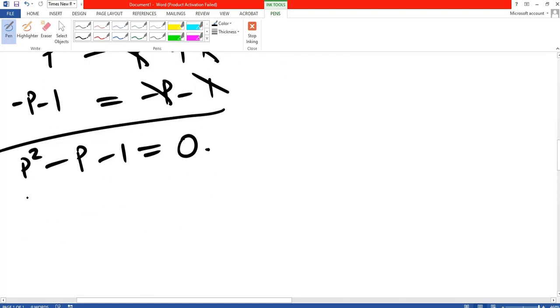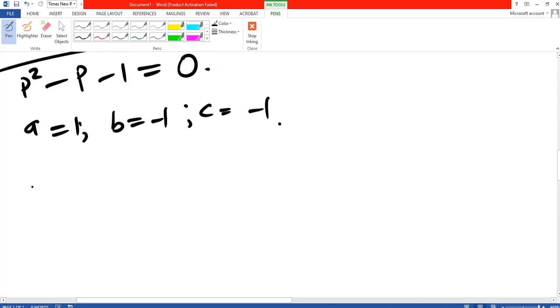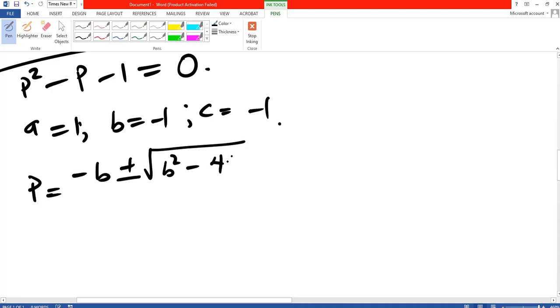Now using the quadratic formula, where a is equal to 1 here, b is equal to minus 1, and c is equal to minus 1. The quadratic formula: p will be equal to minus b plus or minus square root of b squared minus 4ac all over 2a.